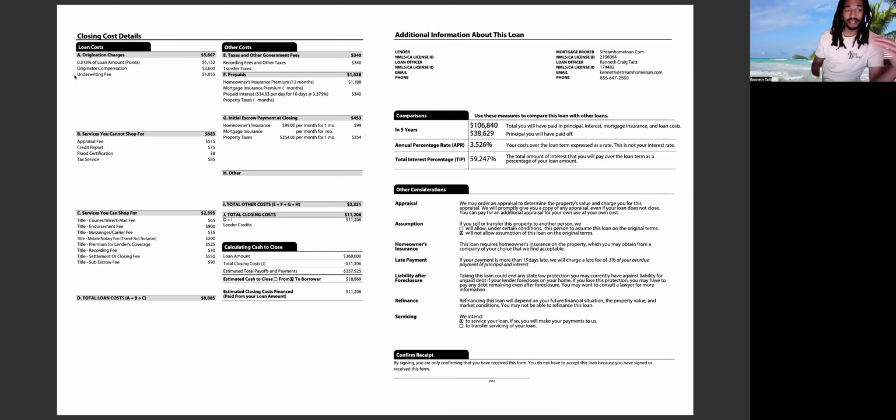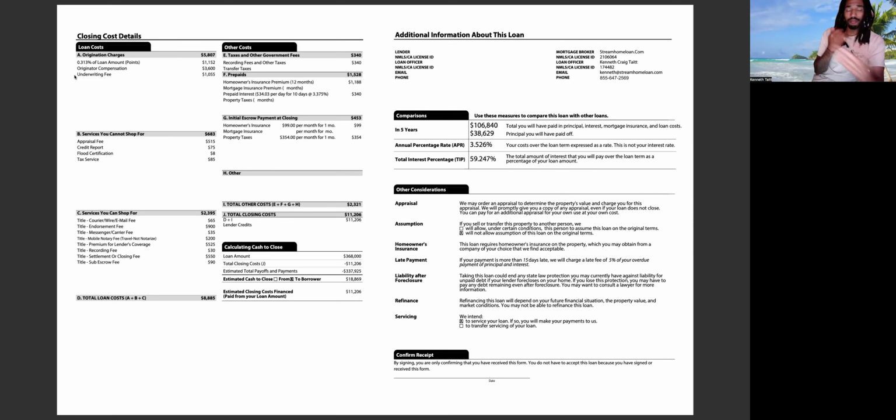Section B is going to be things that a client cannot shop for, meaning they can't go out and find their own appraiser, they can't order their own credit report and use that in the loan transaction. They can't pay for their own flood certification, and they can't pay for their own tax service. Those fees are ones you're going to pretty much see every single time, unless for some reason there's not a requirement to do a flood certification, but we do that on every single transaction.